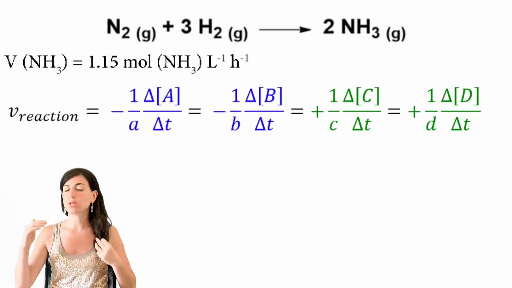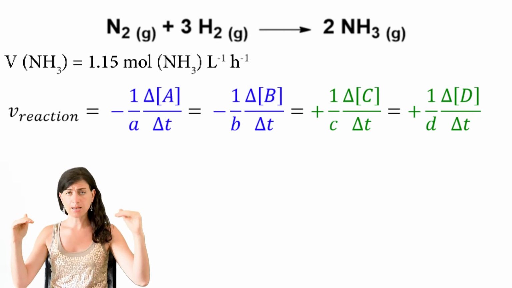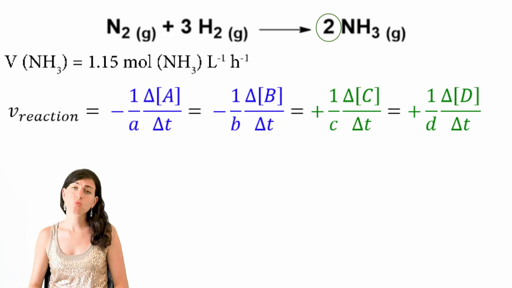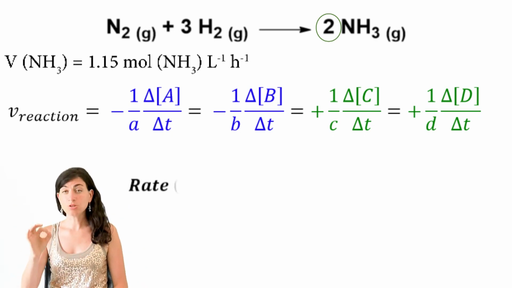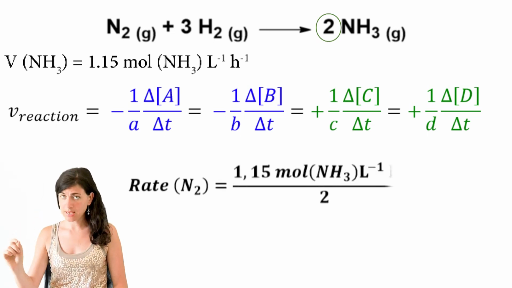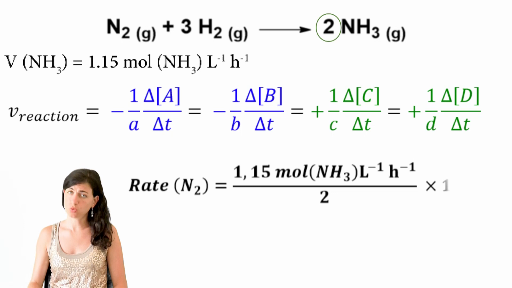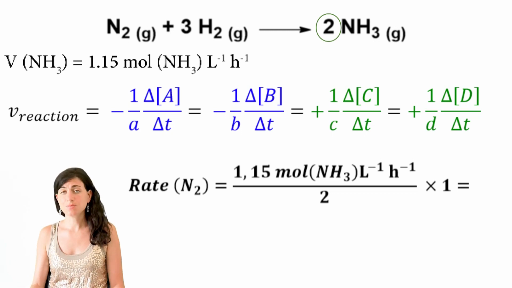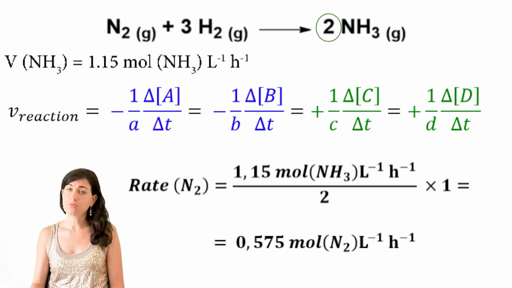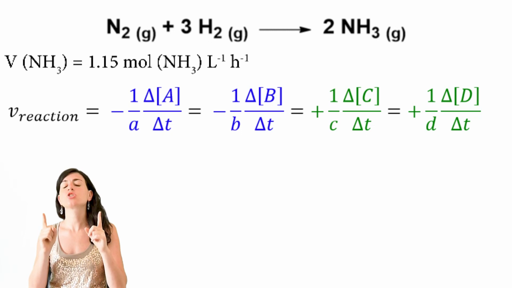The relationship between ammonia and nitrogen is 2 moles of ammonia for each 1 mole of nitrogen. So we have to write that the rate of nitrogen consumption is 1.15 again divided by simply 2, because the coefficient of nitrogen is just 1, so it's useless to consider that. So the result is 0.575. Now, what is the reaction rate?